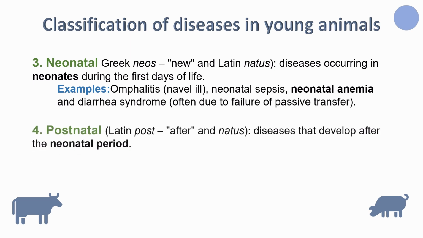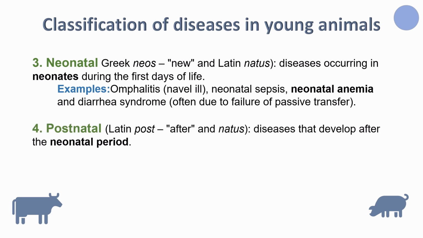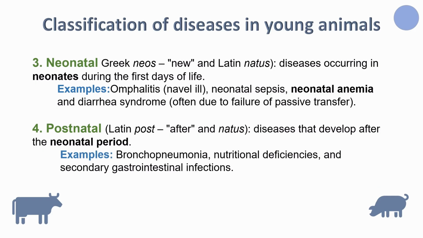Finally, we reach the postnatal period. These diseases develop later in the young animal's life, after the initial neonatal stage. Examples of postnatal pathologies are bronchopneumonia, various nutritional deficiencies, and secondary gastrointestinal infections. Understanding this timeline is the first step in identifying the root cause of the problem.